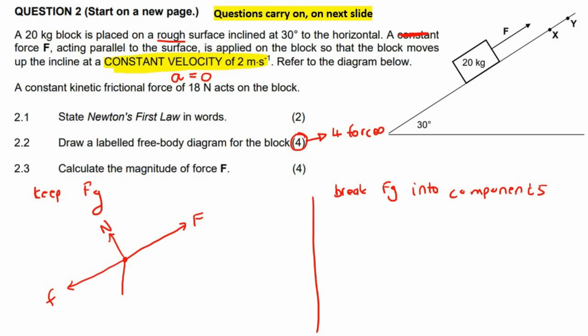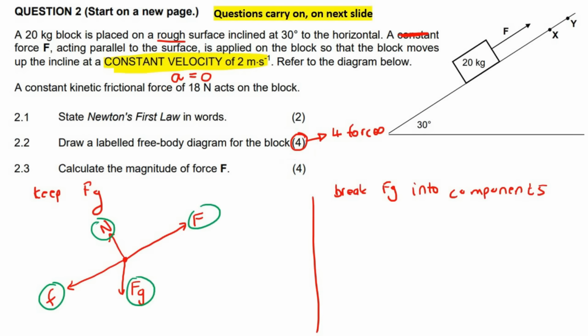Now, over here, you could say W, all right? But what I'm going to say is Fg. But notice that I've kept it like that. I didn't break it up into parallel and perpendicular. So let's count how many forces there are. There's 1, 2, 3, 4. And that is where the 4 marks comes from over there.